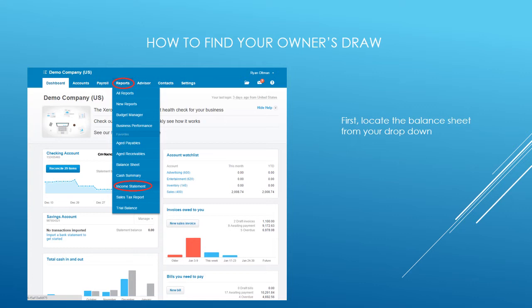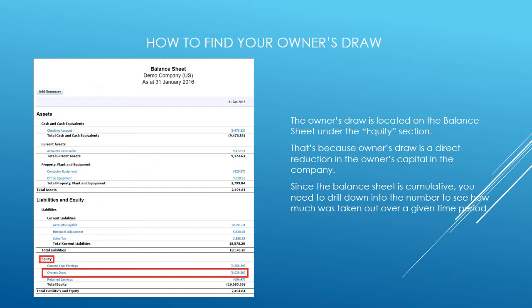So now that we know what it is, how do we find it? First, you're going to find your balance sheet. The balance sheet is where this is located. If you're in Xero, you can just head to Reports, and then on the drop down, you will see the balance sheet. You'll want to open the balance sheet to find your owner's draw. Now we can see our balance sheet, and you want to look down at the bottom under Equity, and you will find your owner's draw.